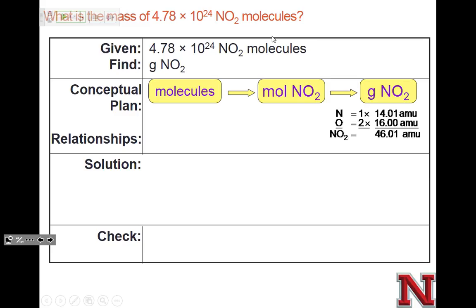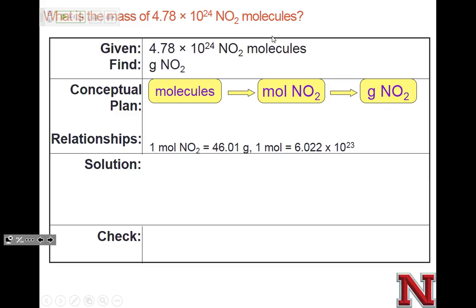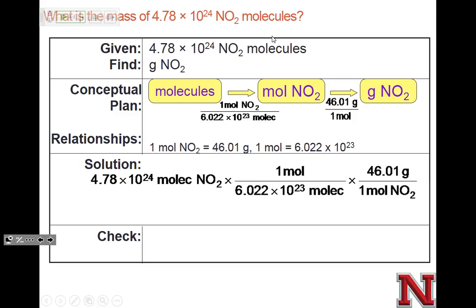We have 1 nitrogen. Looking on the periodic table, it's 14.01 AMU. We have 2 oxygens, 16. And NO2, therefore, is 46.01, which tells us how many grams of NO2 we have per 1 mole. So that's our relationship. Then, of course, we have our relationship between Avogadro's number. So now we're starting with molecules. So our molecules go at the bottom this time. And then those can cancel out. Then our moles can cancel out.